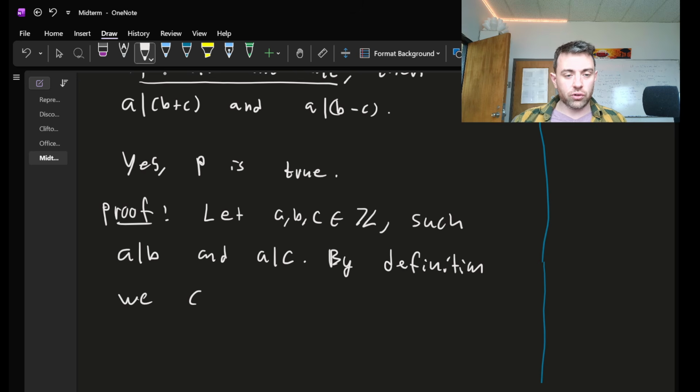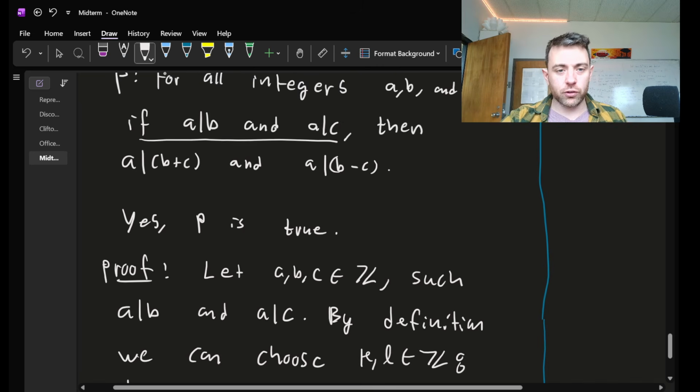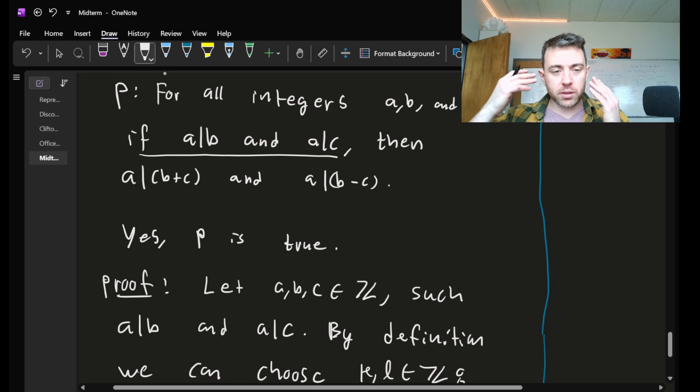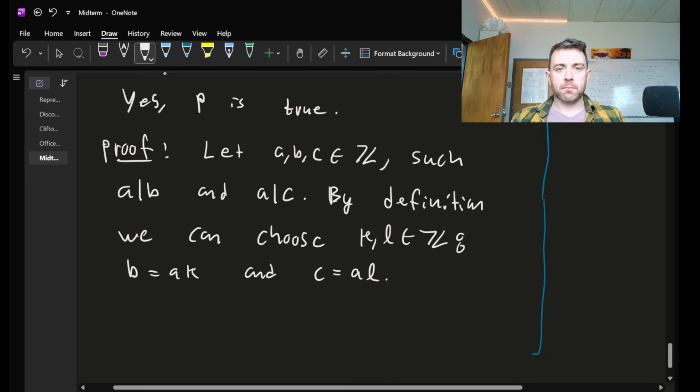We can choose integers K and L such that B is equal to A times K and C is equal to A times L. Okay. And what am I trying to prove? Well, I'm trying to prove something about B plus C, and something about B minus C. So I have two equations here, one involving B, one involving C.